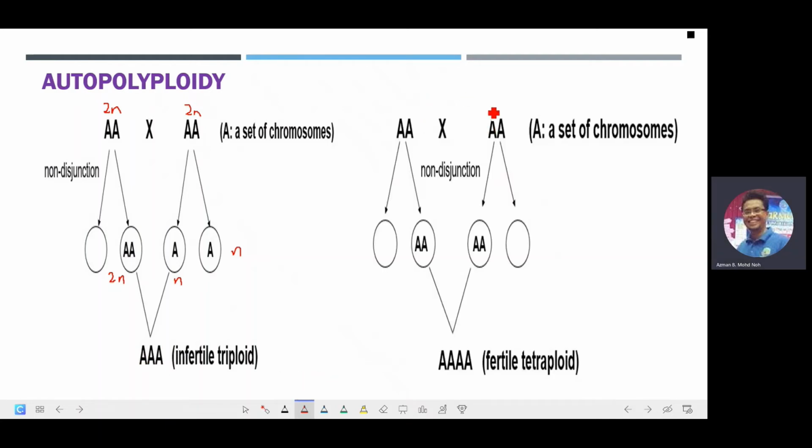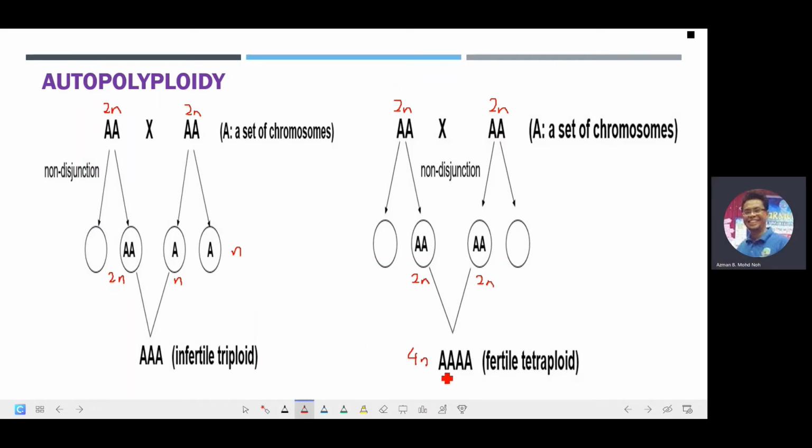Autopolyploid organisms can also be produced when non-disjunction occurs in both individuals over here. Both individuals are originally diploid, and due to the non-disjunction that occurs during gametogenesis, abnormal gametes will be produced like this. If an abnormal gamete which is diploid fertilizes with another abnormal gamete which is also diploid, then this will produce a tetraploid having 4 sets of chromosomes.